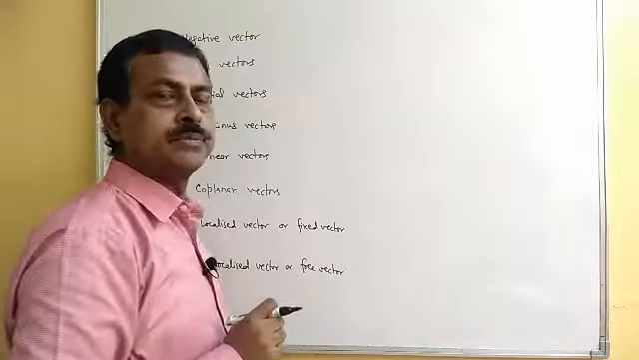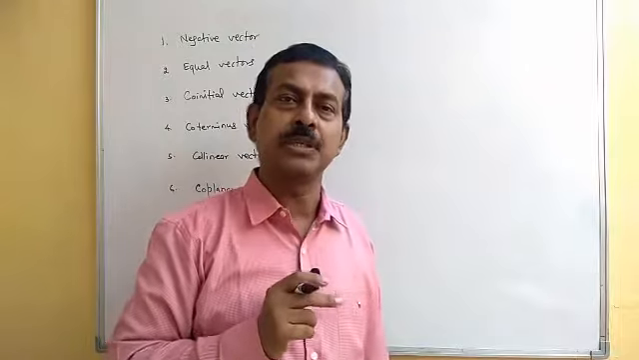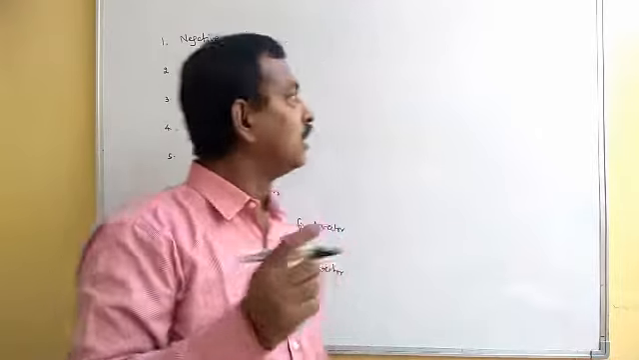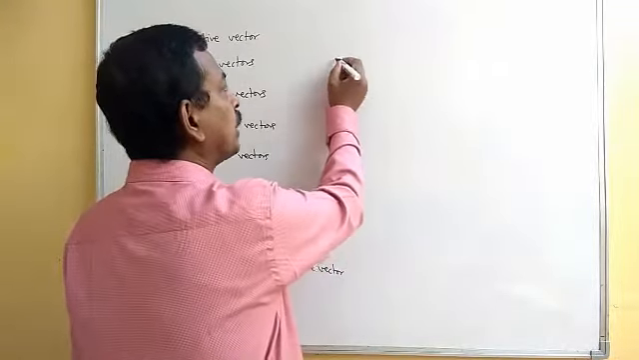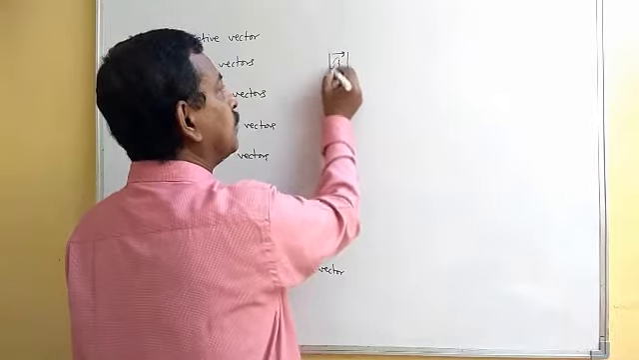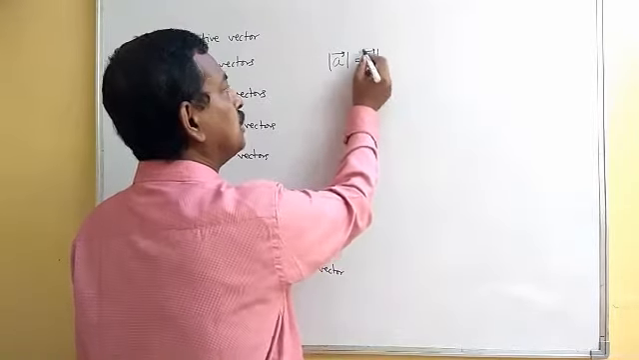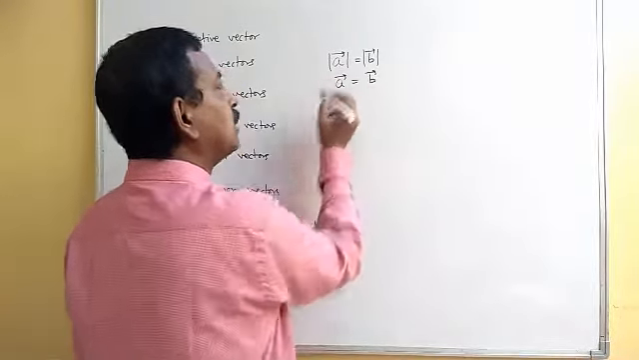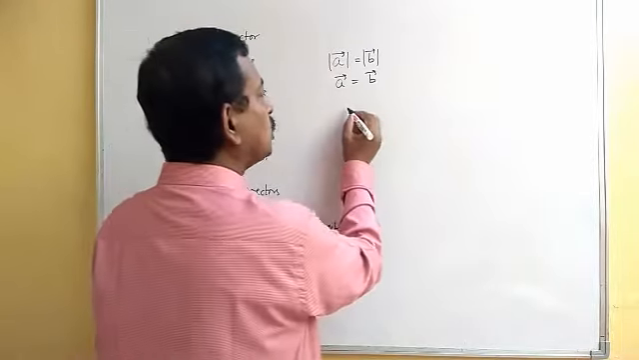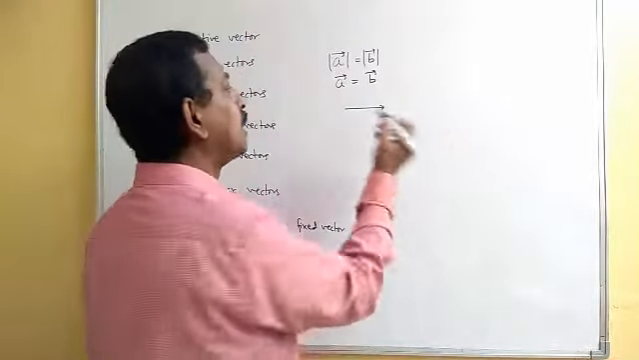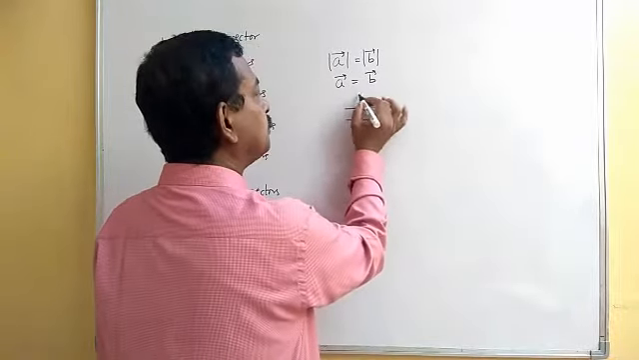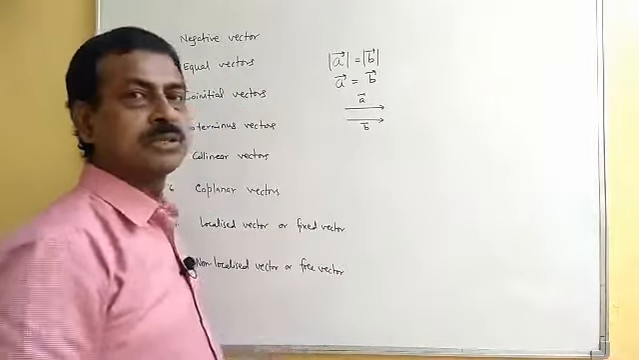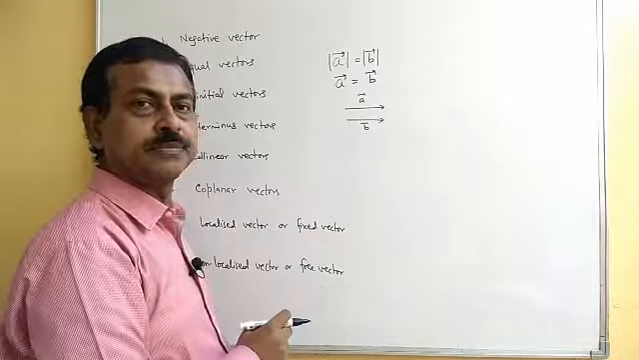Equal vectors. Two vectors are said to be equal vectors if they have same magnitude and same direction. So suppose if you take two vectors and we say that vector A magnitude is same as vector B and directions are also equal, in that case they will be called as the equal vectors. Like suppose if I have this as vector A, this is another vector, say B. Both have same magnitude and same direction, so we can call them as the equal vectors.